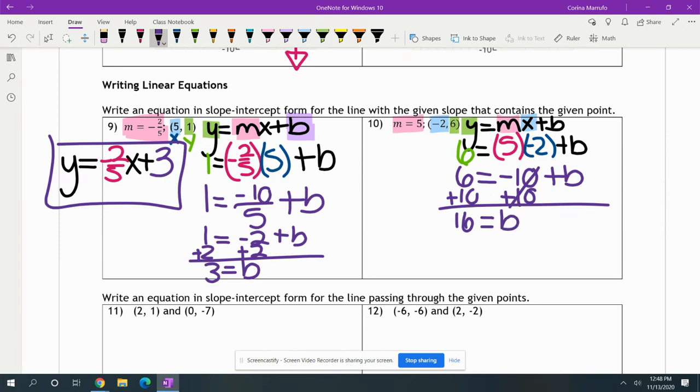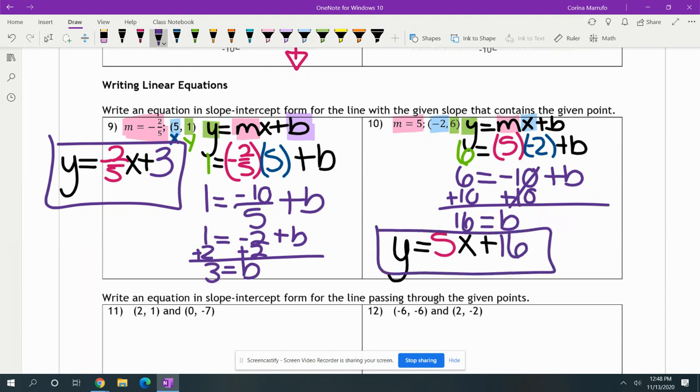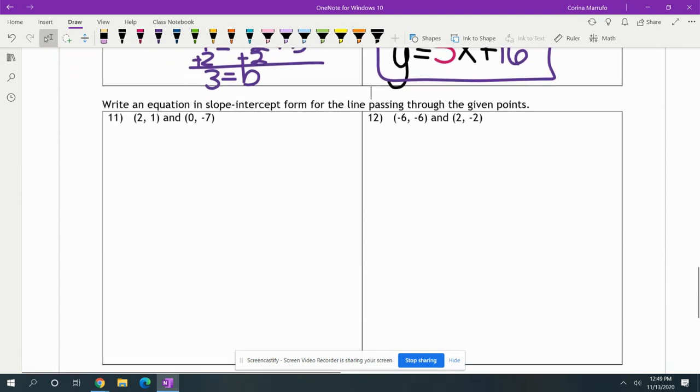Okay, so now that we know what b is, we can go ahead and write the equation of our line. So y equals our slope m is 5, and then x plus, and our b is 16. And that's it. That's our equation of our line. All right, the last two examples.